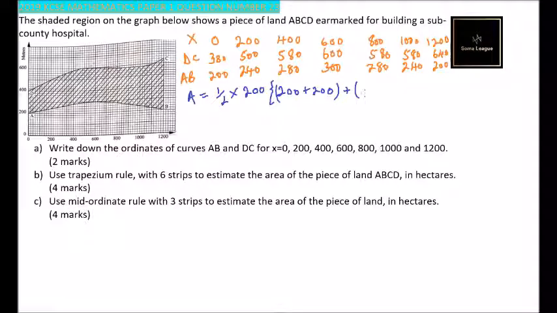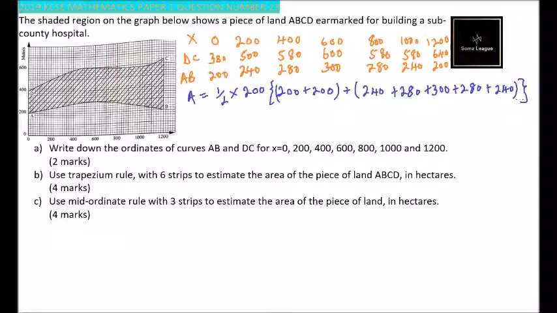We add the other ordinates. After 200 is 240, so we write 240. We add 280. We add 300. We add 280. We add 240. You close the bracket and close the other bracket. So you can work this out using your calculator.